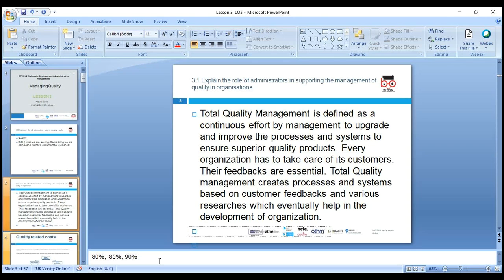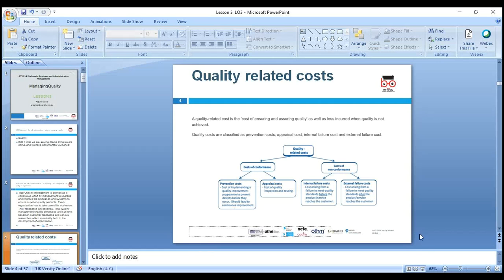Total quality management creates the processes and the system based on customer feedback and various research, which eventually helps the development of the organization. So that's why a feedback system is very, very crucial. Feedback will help us to feed forward. If we are making any future plan, that will help us to address those issues if we have any.